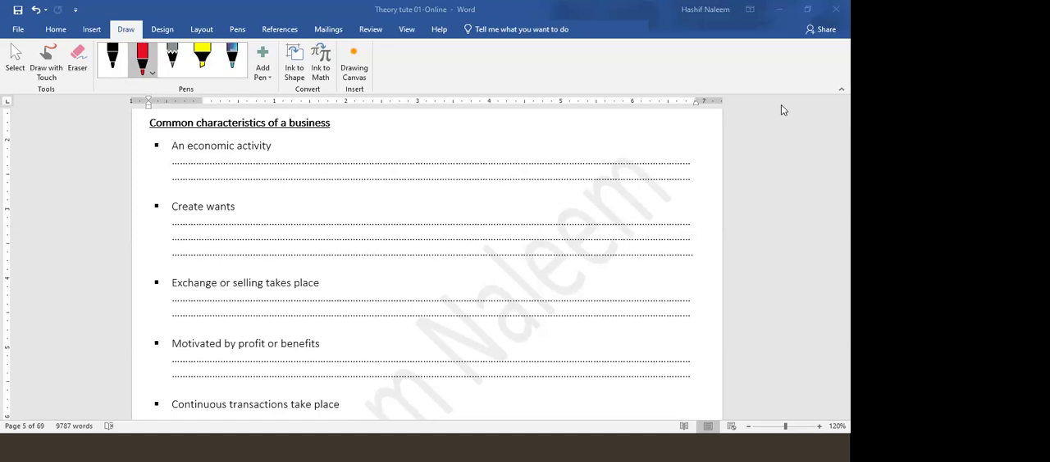Who created that want? Business, because business sent a message. Because of that only you are purchasing pizza. If business didn't send a message, what would you do? You would have consumed that food only. Business made you purchase their product. Why? Because business can't create need, but they can create wants. Now clear?